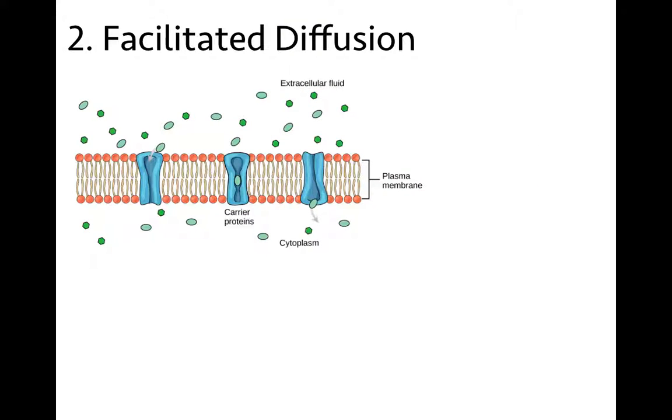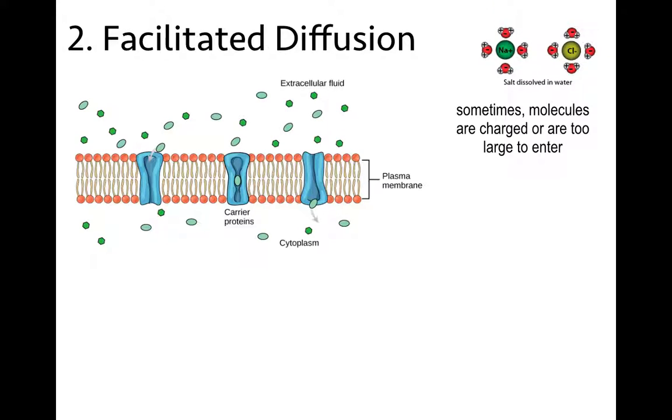Facilitated diffusion is the next type. Sometimes molecules are either charged or they may be too large to enter. So these are some charged molecules like dissolved salt. And they can't just pass through the membrane. They need something called a protein channel, carrier proteins, to help them get through the membrane.